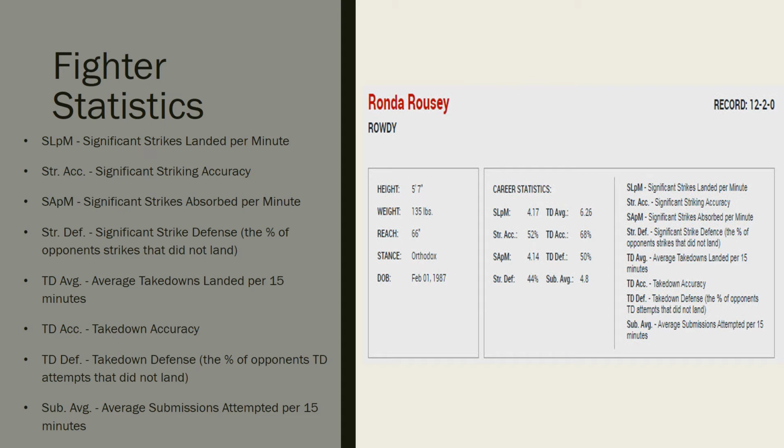TDAVG is average takedowns landed per 15 minutes. TDACC is takedown accuracy. TDDEF is takedown defense, otherwise known as the percentage of opponent's takedown attempts that did not land. And SUBAVG is average submissions attempted per 15 minutes. In this picture, you can see exactly how the statistics are displayed for a popular fighter, Ronda Rousey, one of the most well-known previous UFC athletes.